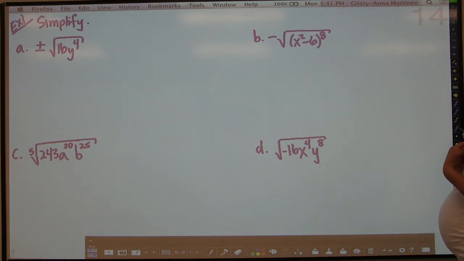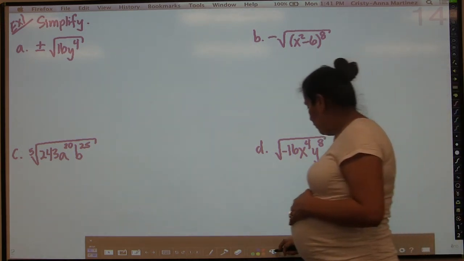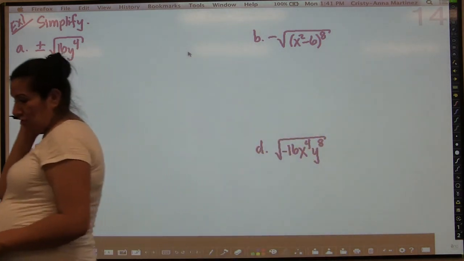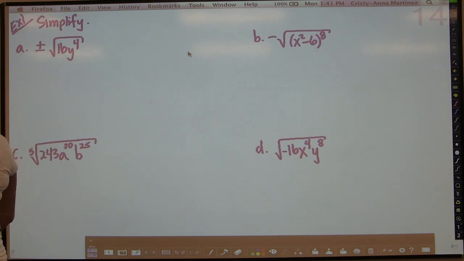Alrighty? So now that that's all taken care of, we want to start simplifying. The lesson is not very long today. We only have 3 examples to go through, but we want to do them carefully so that you understand what is happening here.